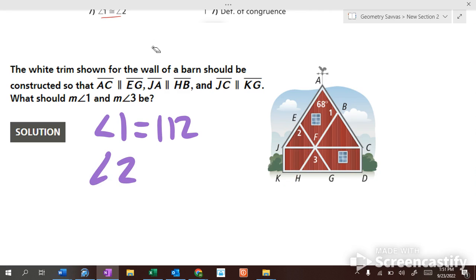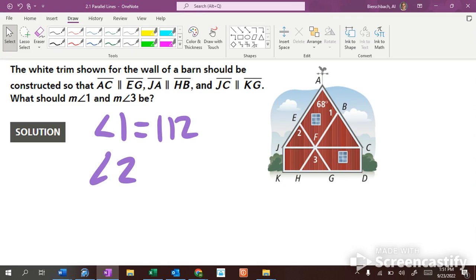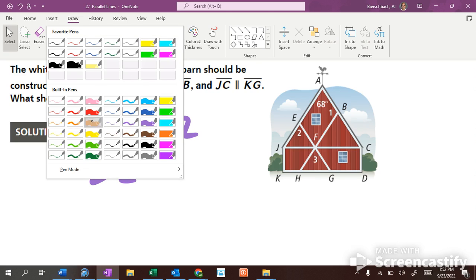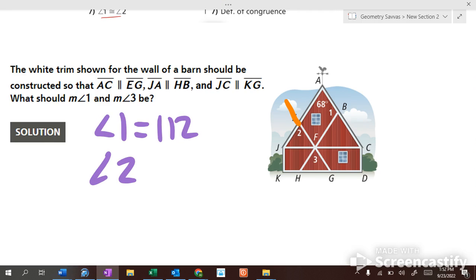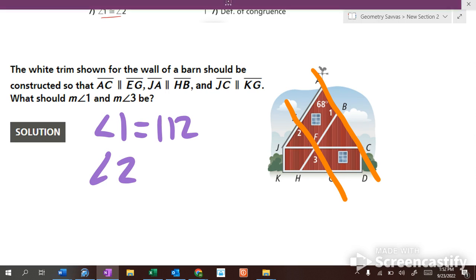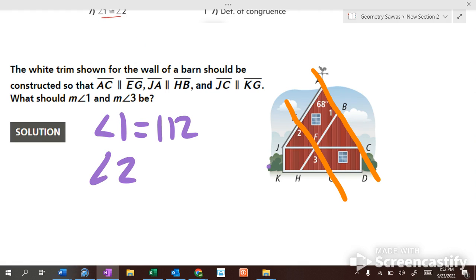Now I'm going to look for angle 2. So what I'm going to do is erase this. And then now with angle 2, I'm going to talk about these two being my parallel lines, and this one being my transversal. Because you got to take the lines that you're dealing with that touch the angles, that make up the angles. Okay? So these are our parallel lines. This is our transversal. What do we know about 68 and 2?